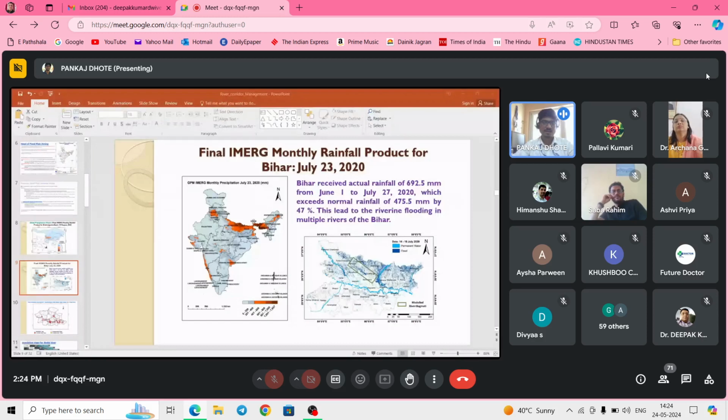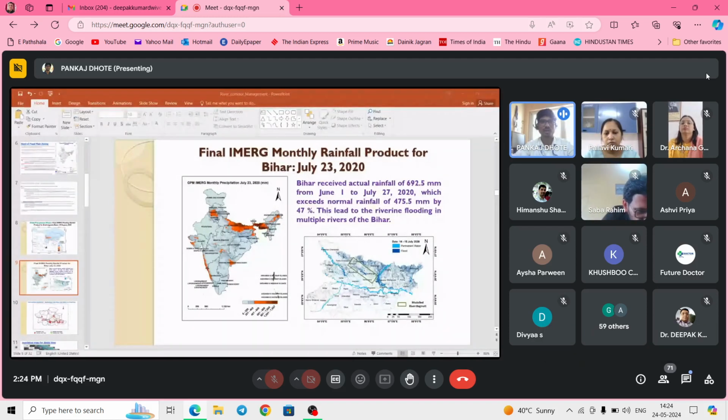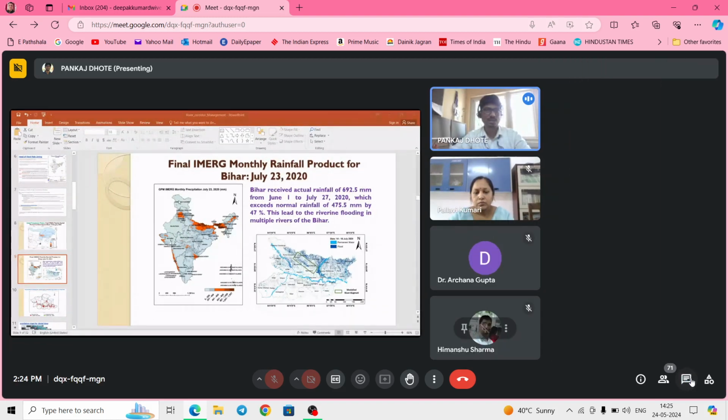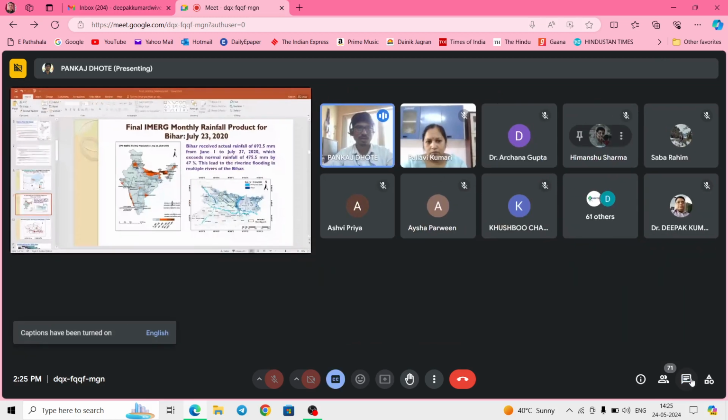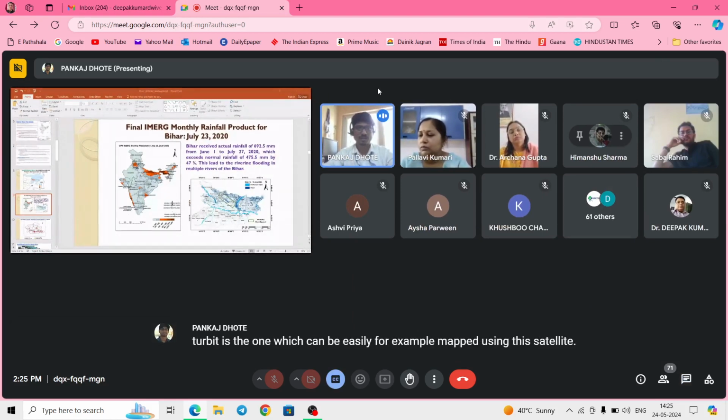Next, first we talked about the flood extent whenever a flood occurs. Now we'll talk about the water quality aspect of the river. For water quality also there are different methods where you can use satellite observation data for water quality mapping. Only the optically active parameters can be utilized for water quality assessment. For example, turbidity is one which can be easily mapped using satellite data.